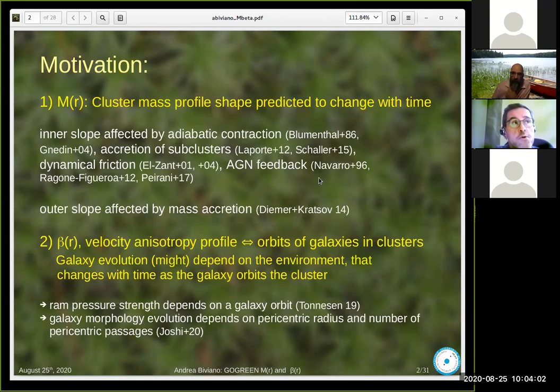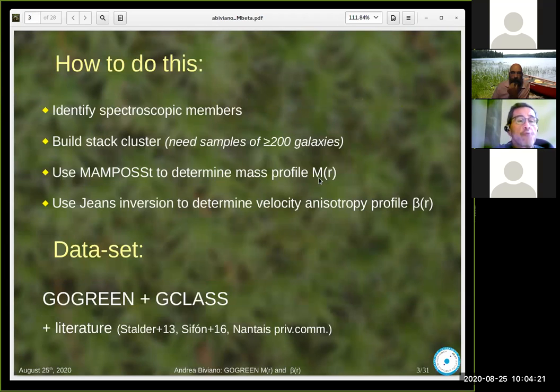And it's important to know whether the galaxy would go very deep near the center, if it is on a radial orbit, or if it avoids the center by being on a tangential orbit, because this would change the importance of effects like ram pressure or tidal stripping. So how do we do that?